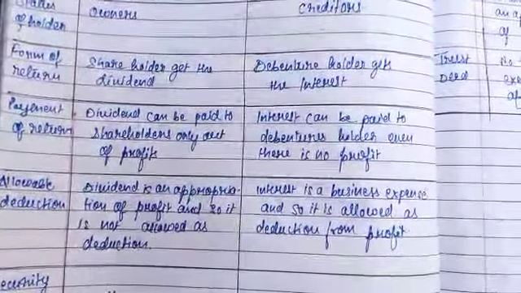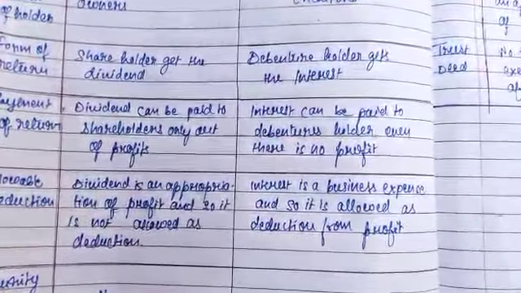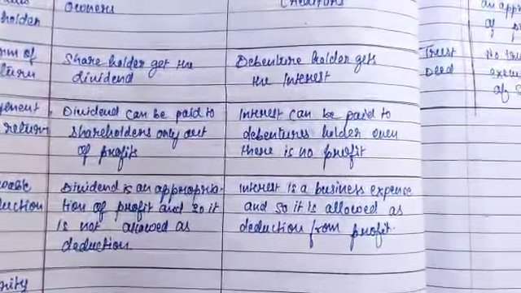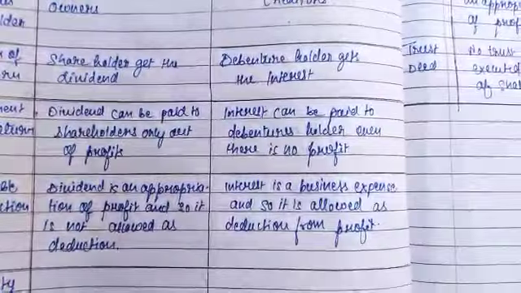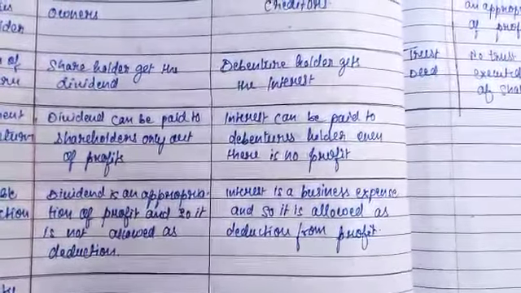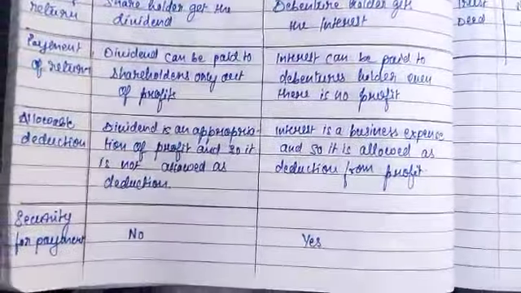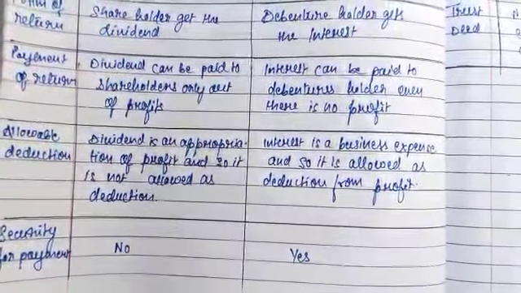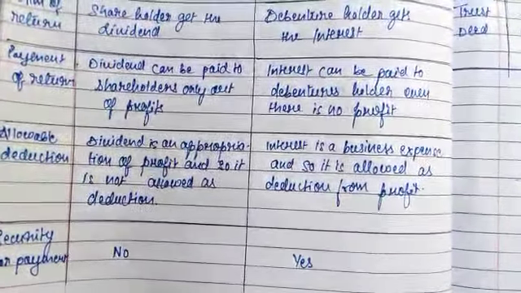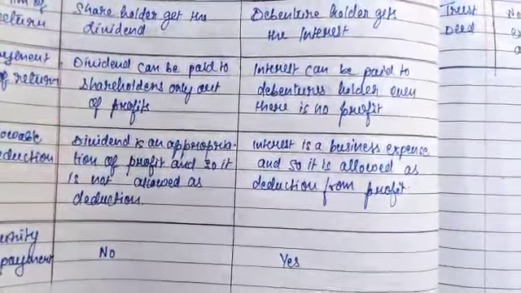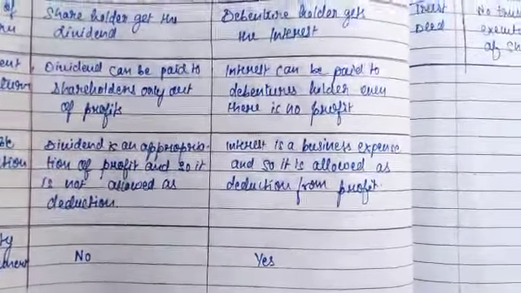Allowable deduction. Dividend is an appropriation of profit and so it is not allowed as deduction. On the other hand, in case of debentures, interest is a business expense so it is allowed as deduction from profit. Security for payment. In case of shareholders, there is no security for payment, but debentures have a security of payment.